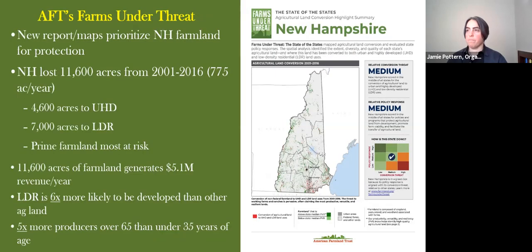Most recently, the American Farmland Trust released a new report looking at how to prioritize farmland protection work. In the 15 years between 2001 and 2016, New Hampshire lost more than 11,600 acres of farmland. They also found that prime farmland, the best and most productive soil to grow food on, was also the most likely to be developed. That same amount of farmland can produce about $5.1 million worth of food per year.